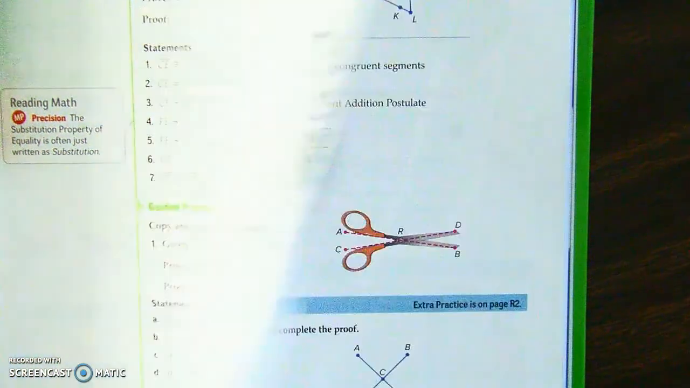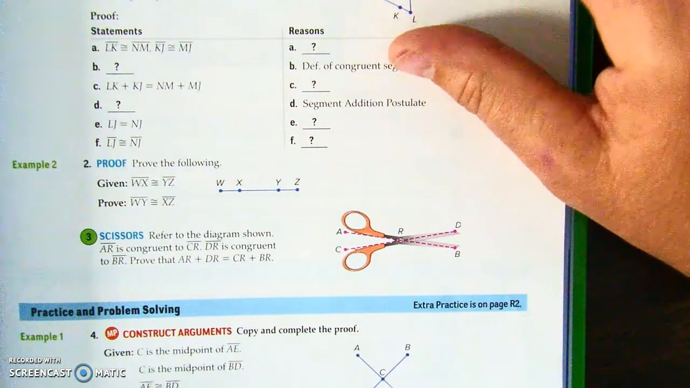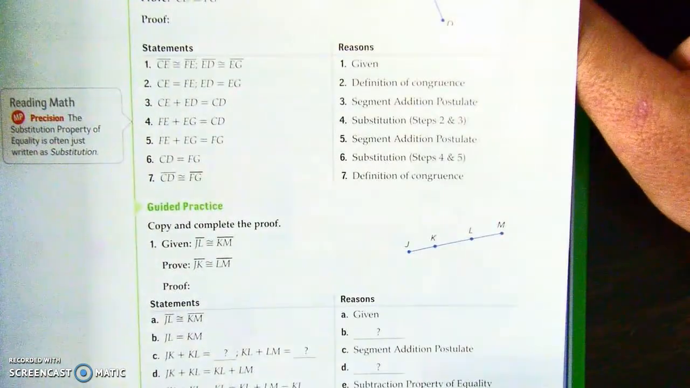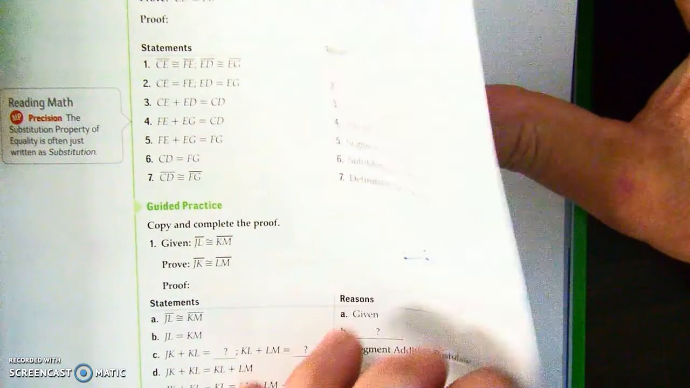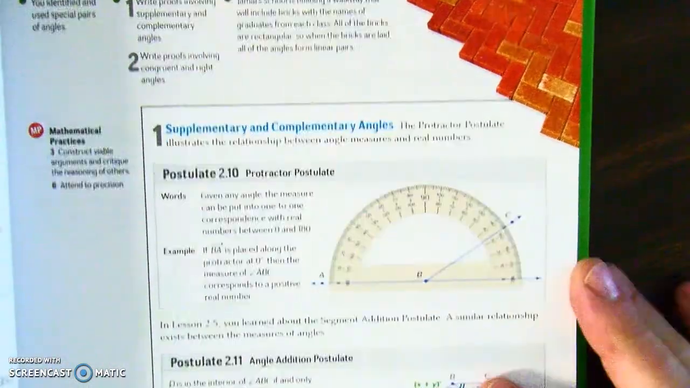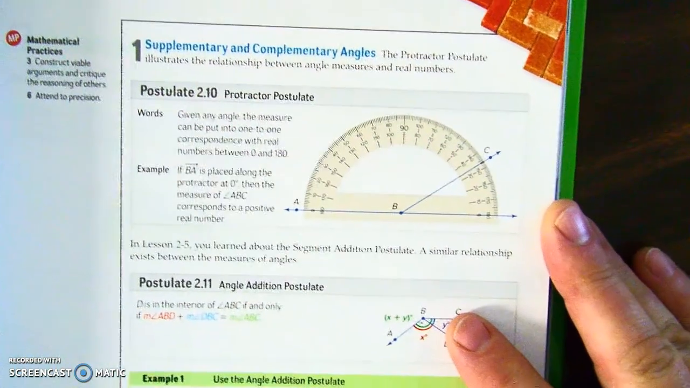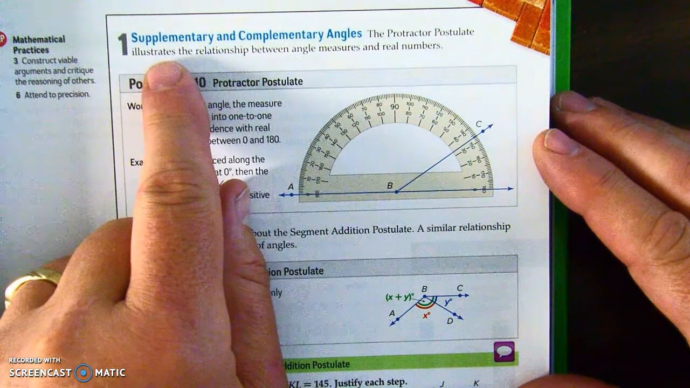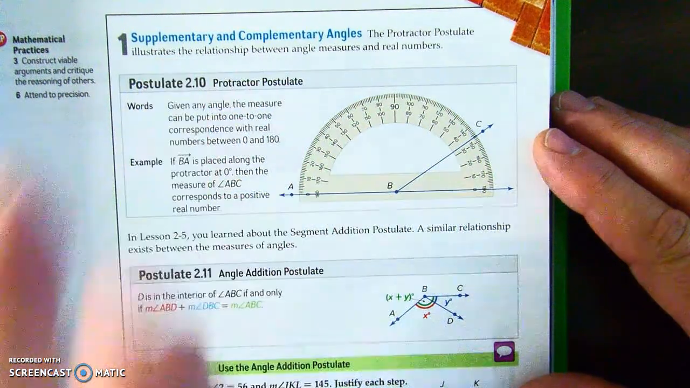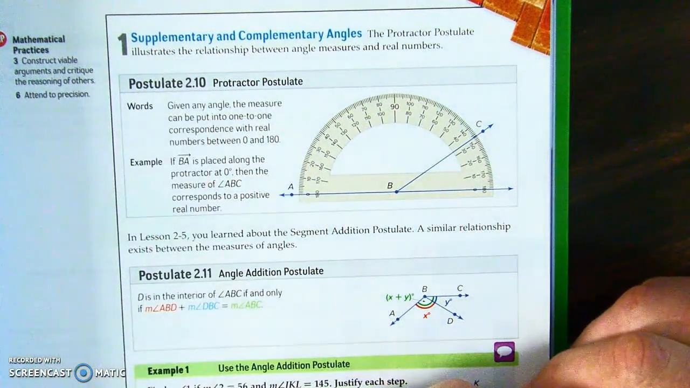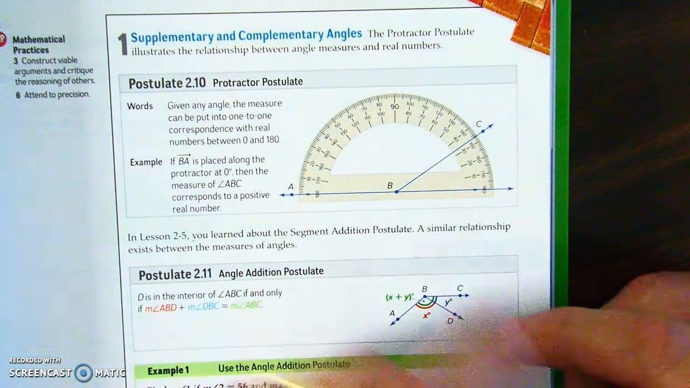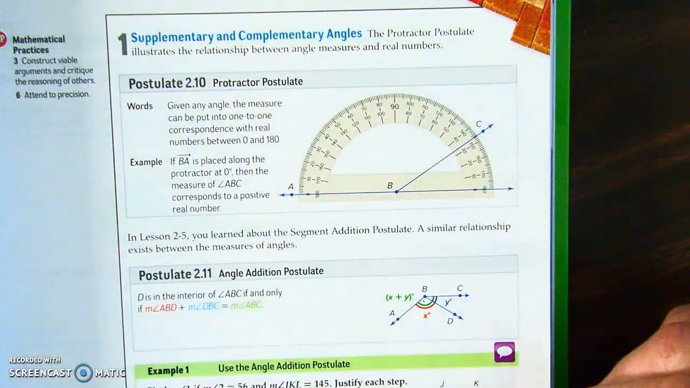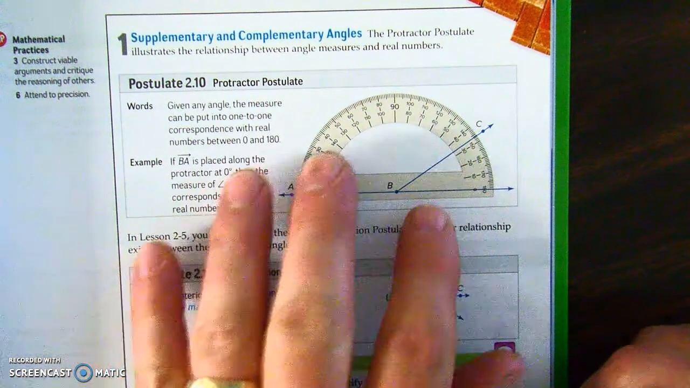So nothing really changes much from proving segment relationships to angle relationships. It's pretty much the same thing. A couple things we need to review, though, is understanding what a supplementary angle is. Supplementary angles are two angles that equal 180 degrees, and complementary angles are two angles that add up to equal 90 degrees. Okay, and they just show an example here.